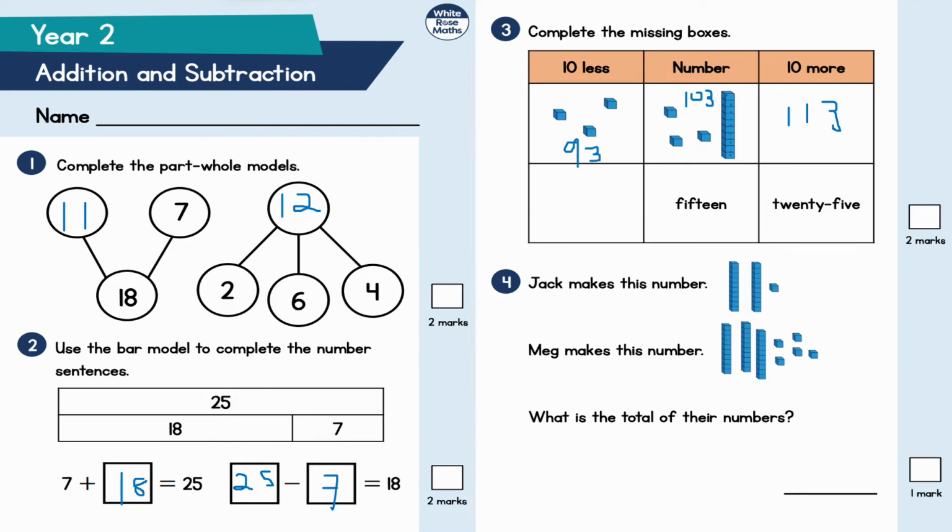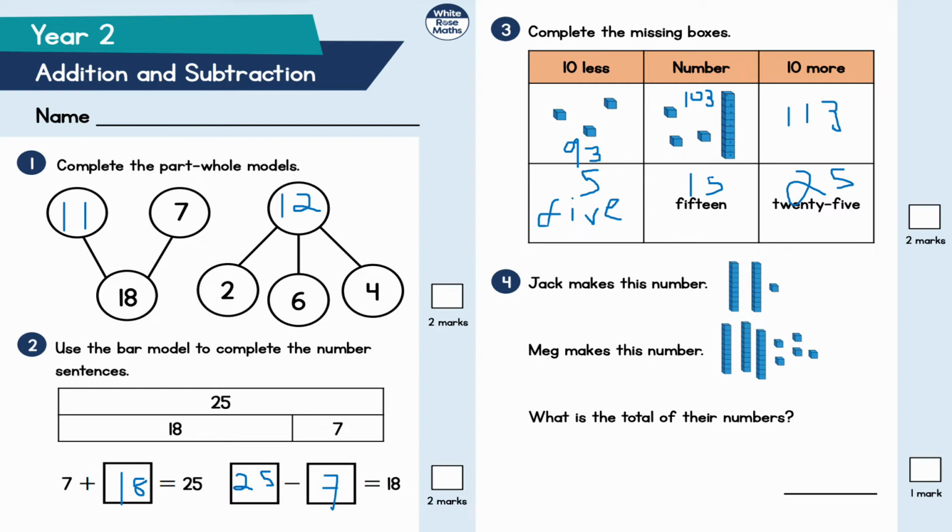Here, if you look, the number is 15, 10 more is 25, 10 less is 5. I'm going to write it in words here, if you're interested. But it's the number 5 here, the number 15 here, and the number 25 there. In case you are wanting the numerical values as well.